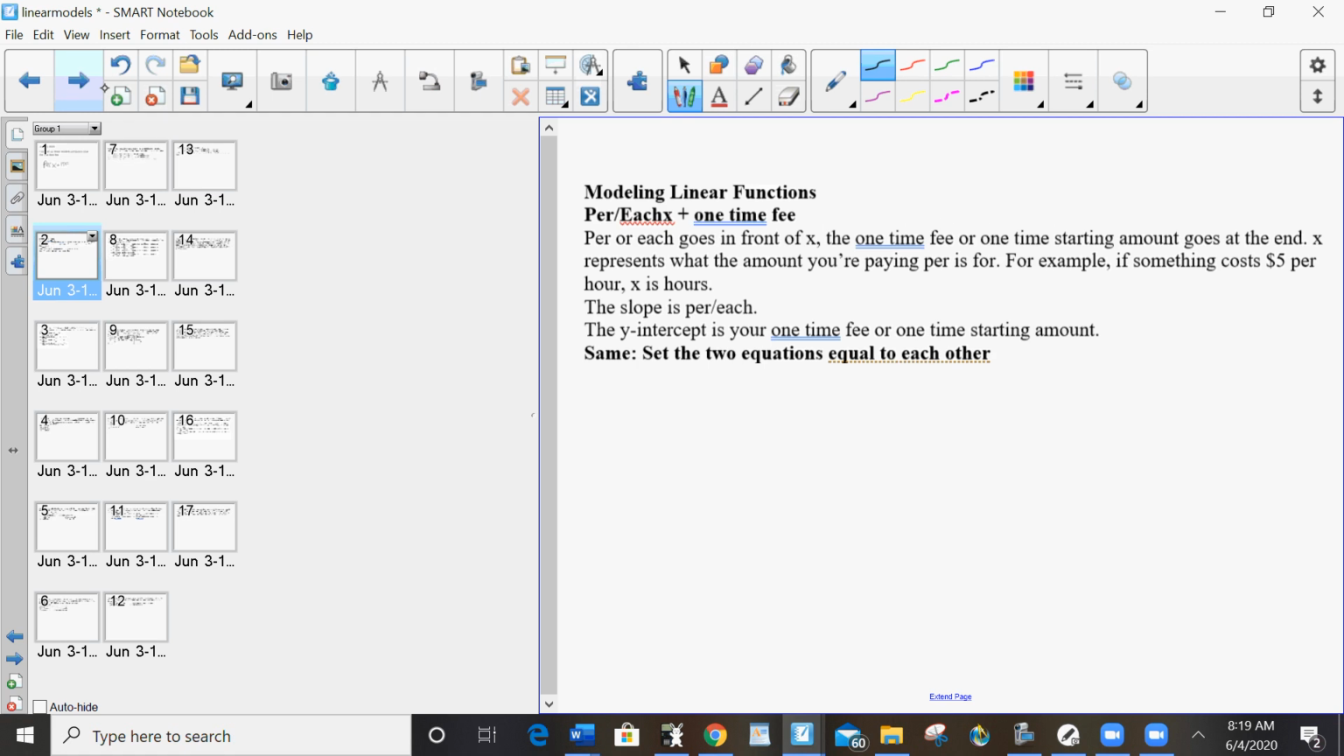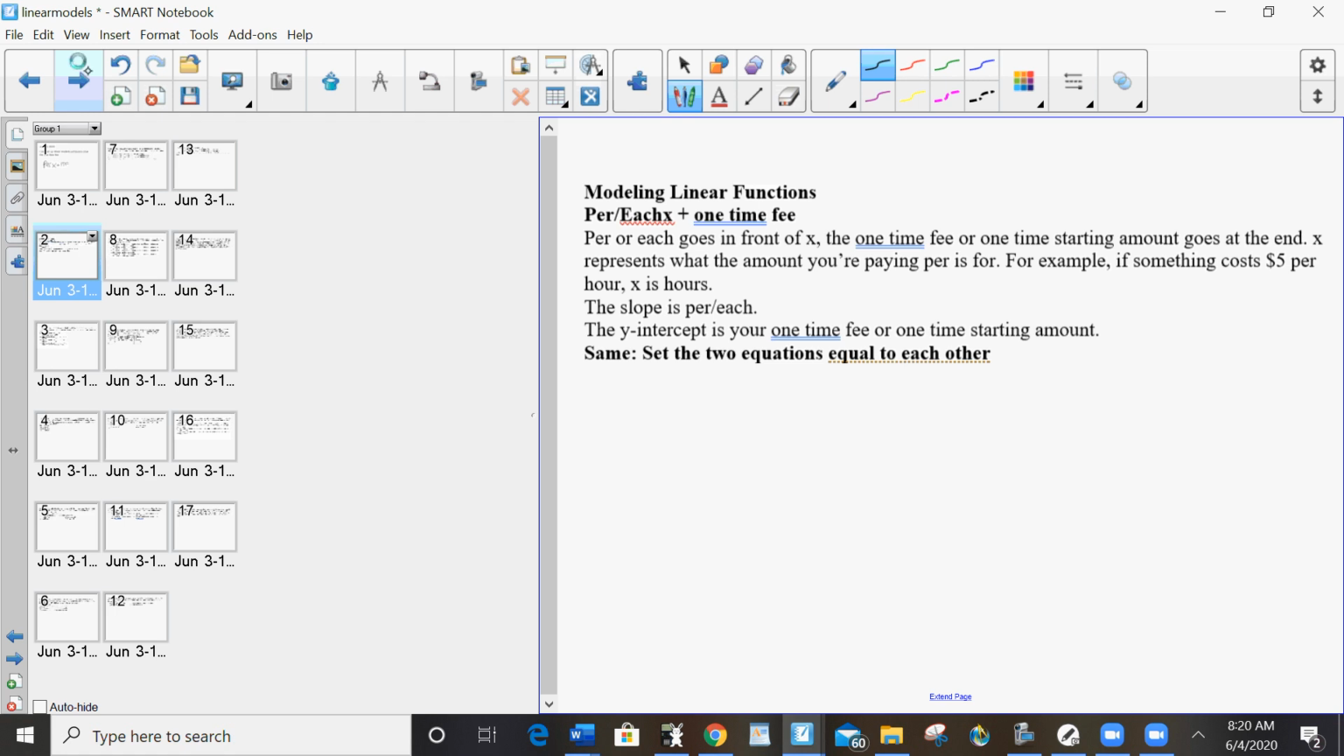So here are your notes. Per or each goes in front of x. The one-time fee or one-time starting amount goes to the end. X represents what the amount you're paying per is for. So if it's per skateboard, then X is the number of skateboards. If it's per year, then X is the number of years. For example, if something costs $5 per hour, X is hours.